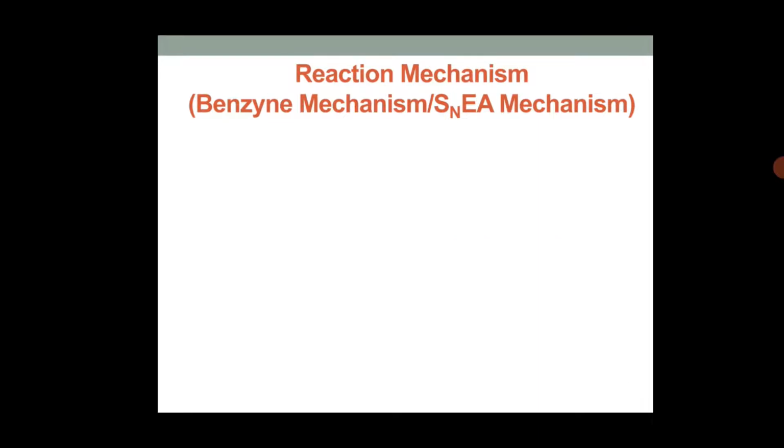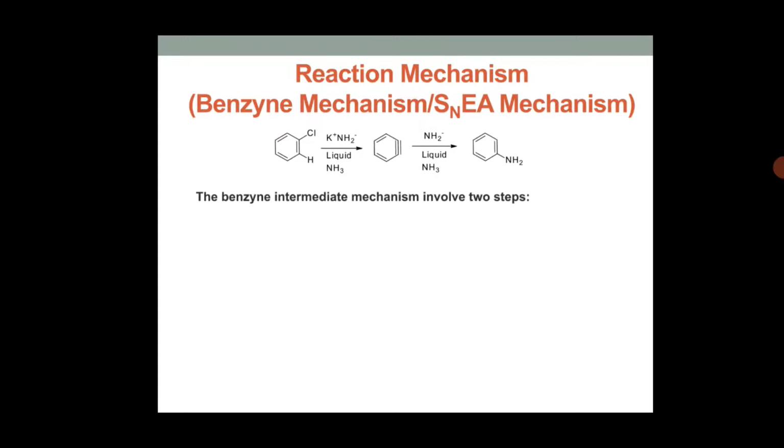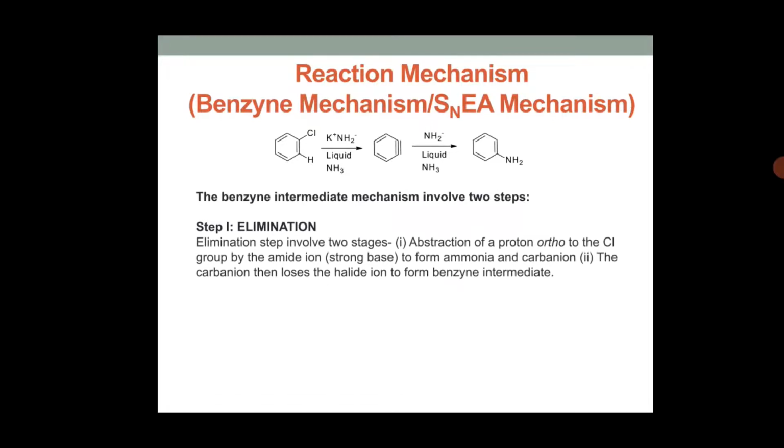Let's have a look at the reaction mechanism, how this benzyne intermediate is formed. The reaction proceeds through two steps. The first step is elimination, which involves two steps. The first step is abstraction of the proton ortho to the Cl group by the amide ion to form ammonia and a carbanion. The carbanion then loses the halide ion to form the benzyne intermediate.